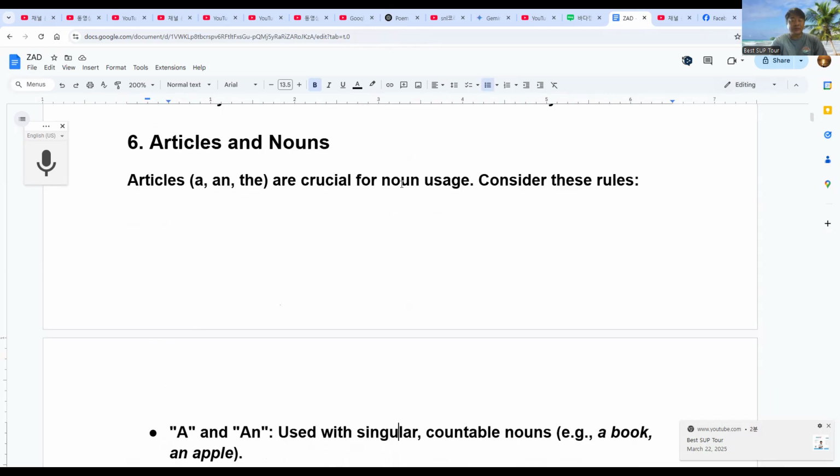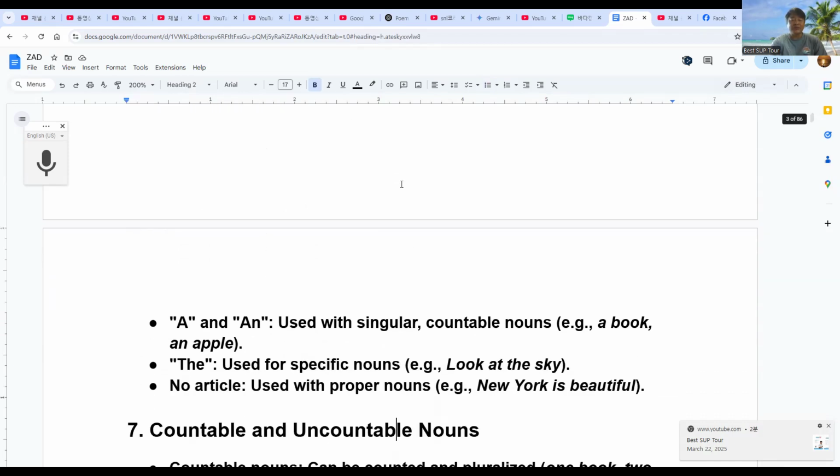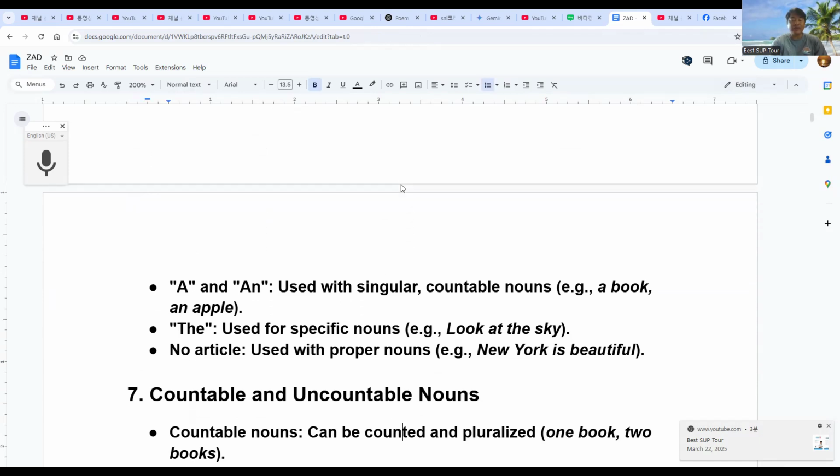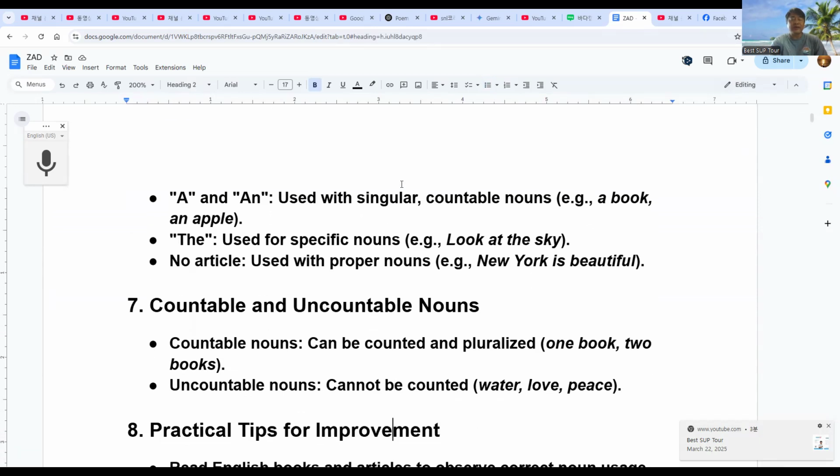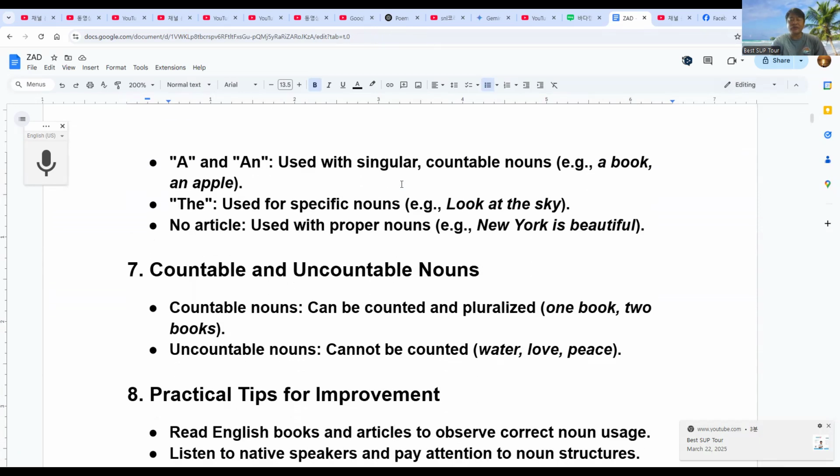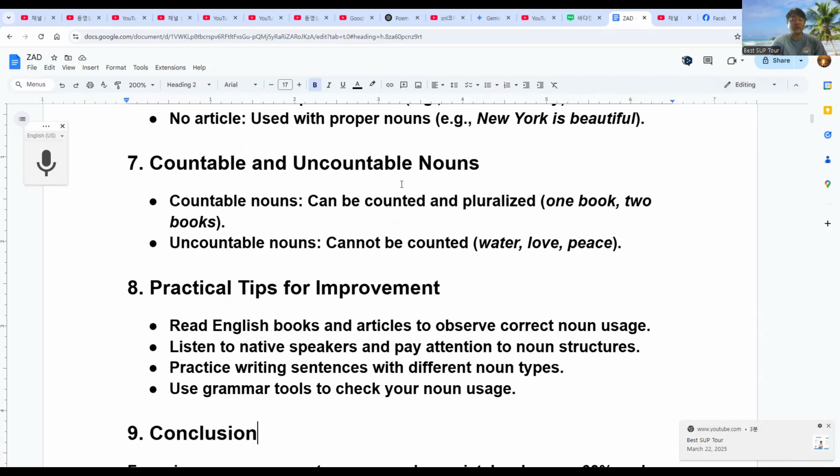Articles and nouns. Articles a, an, and the are crucial for noun usage. Consider these rules. A and an are used for singular countable nouns: a book, an apple. The is used for specific nouns to define them. Look at the sky. No article is used for proper nouns: New York is beautiful. Countable and uncountable nouns. Countable nouns can be counted and pluralized: one book, two books. Uncountable nouns cannot be counted: water, love, peace.